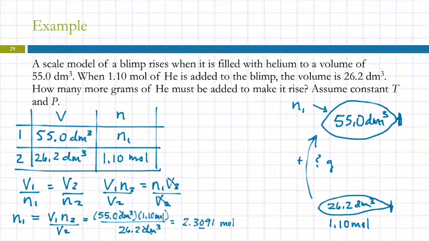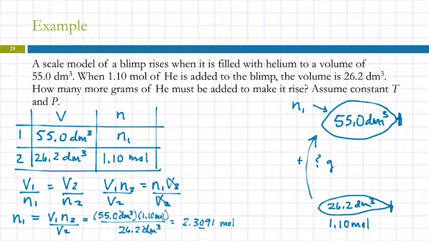And let's ask ourselves, is that reasonable? We're starting here with 1.1, and the blimp is kind of squishy. And here, where it's floating, it's got more moles of gas, 2.3. The volume's higher, so that's reasonable. That suggests that we probably did our math right here. This is the amount of gas in moles that the blimp needs to have in it to float. This is how much it has in it right now. The question wants to know how much more we need to add, and then it wants that in grams.